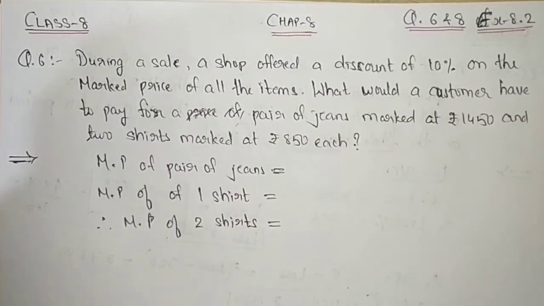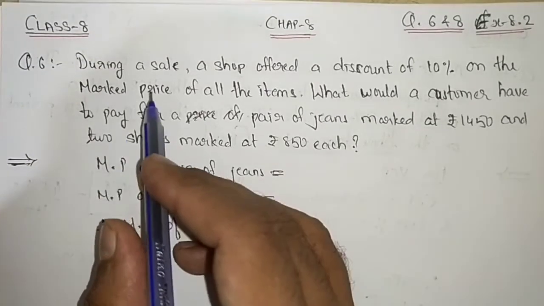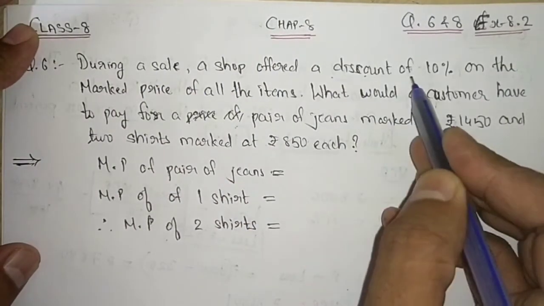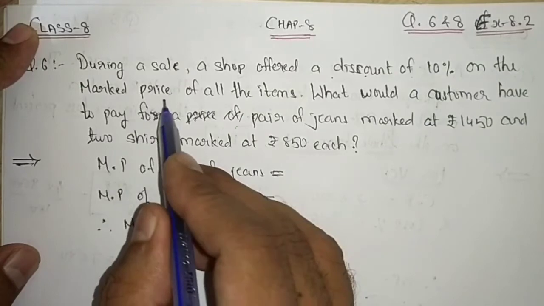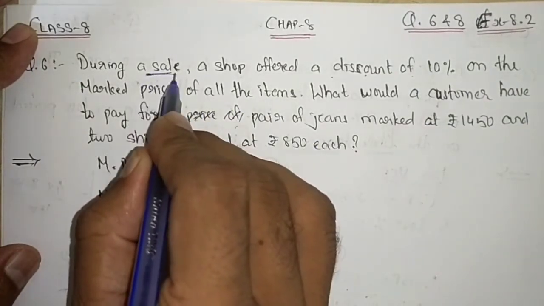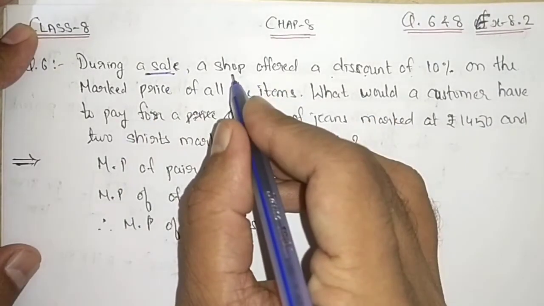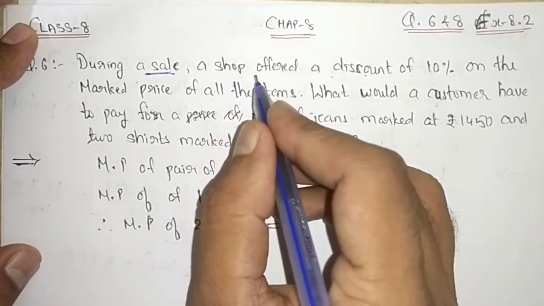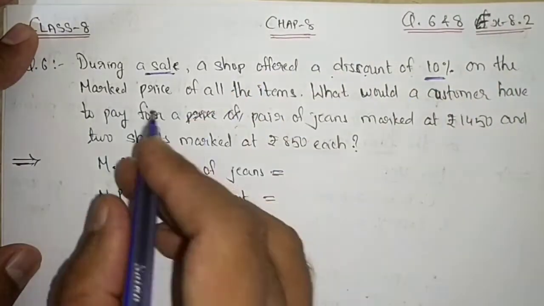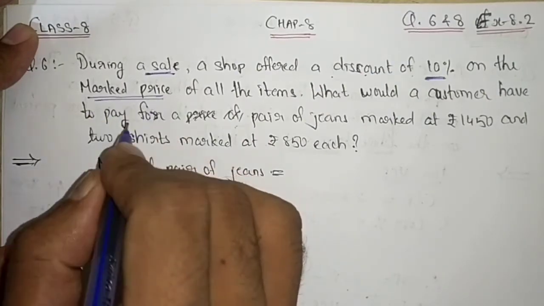Good morning, students. Today we are going to start question number 6 and 8 of exercise 8.2. Question number 6 says, during a sale, a shop offered a discount of 10% on the marked price of all the items. There is a sale in the market. One of the shops is offering a discount of 10% on all the items on the marked price.